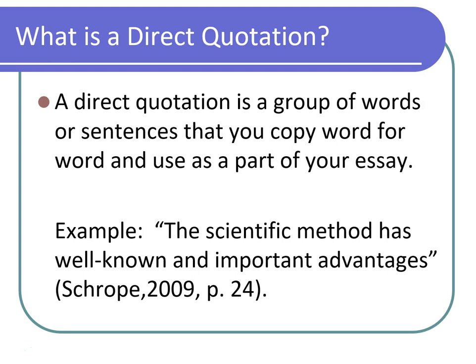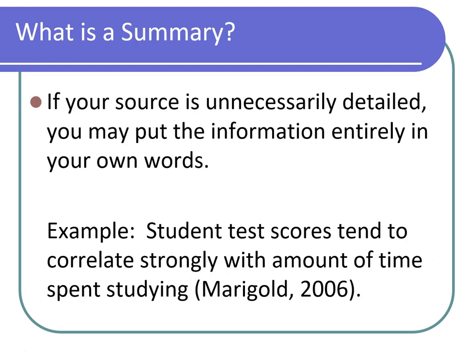Again, it's a group of words that you copy word for word and you use as part of your essay. So here's the example here that we have, and it shows you how it should be listed in your essay. So if you take a quote, the scientific method has well-known and important advantages. Schroep, 2009, page 24. It makes it very easy for an individual reading your paper to know that, hey, this is where this particular person found or obtained this quote. So it makes it very, very simple.